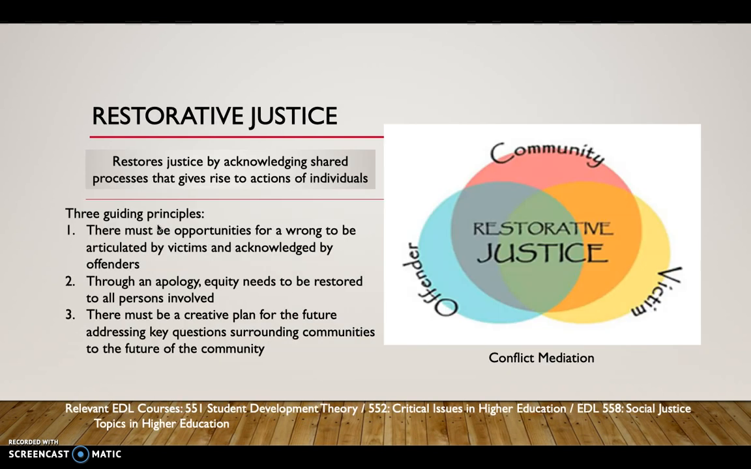The one that we'll be concerned about primarily when mediating conflicts and crises with students is restorative justice. Restorative justice acknowledges shared processes that give rise to actions of individuals. Its three principles go as follows. There must be opportunities for a wrong to be articulated by victims and acknowledged by the offender. So let's say the victim is kept up at night because the offender is playing music until 2 in the morning. I know this is very simple and non-controversial, but they can both acknowledge that.